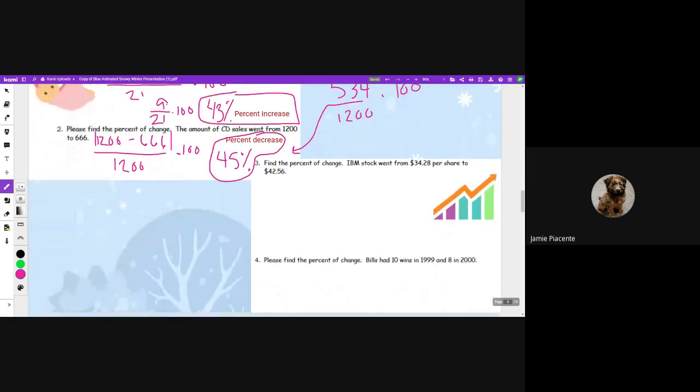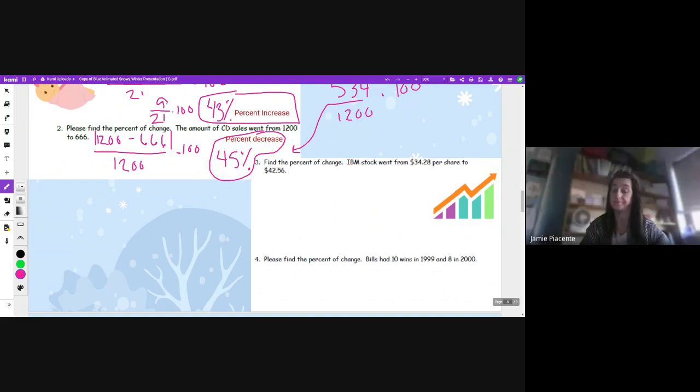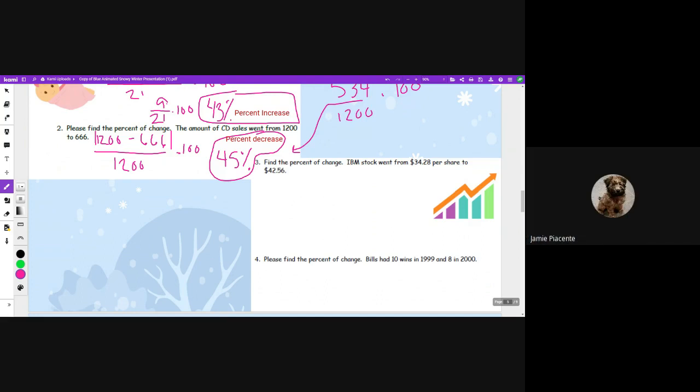Okay, number 3. Find the percent of change. IBM stock went from $34.28 per share to $42.56. This is real life stuff. This happens. You might hear it on the news or just parents talking about it or paper, internet. So we went from $34.28 to $42. It went up. So this is a percent increase.